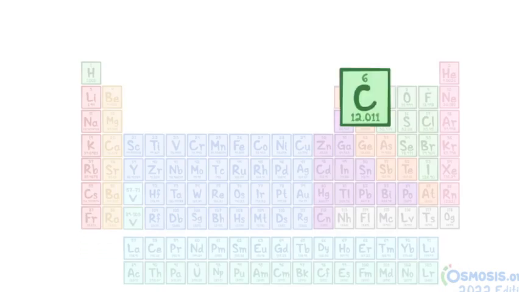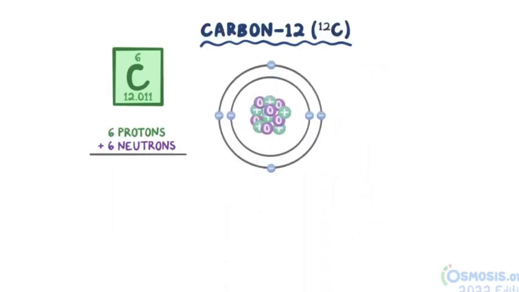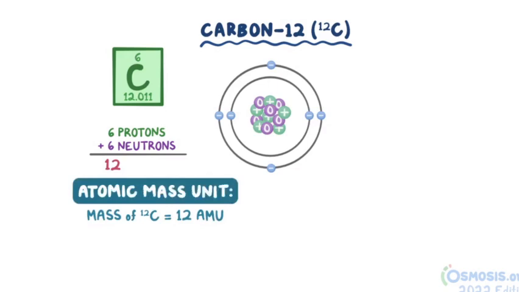For example, let's take an atom of carbon-12. Carbon-12 has a mass number of 12, which tells us that carbon has a total of 12 protons and neutrons combined. Since each proton and neutron has a mass of about 1 AMU, we would estimate the mass of the carbon-12 atom to be 12 AMU. Actually, the atomic mass unit is currently defined as assigning a mass of exactly 12 AMU to a carbon-12 atom.